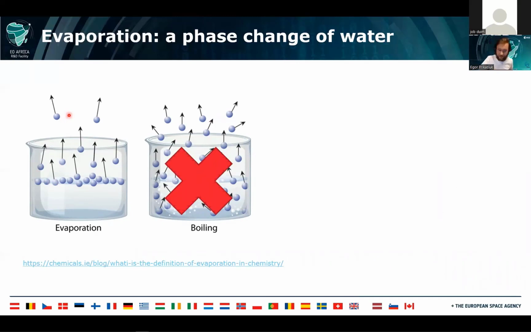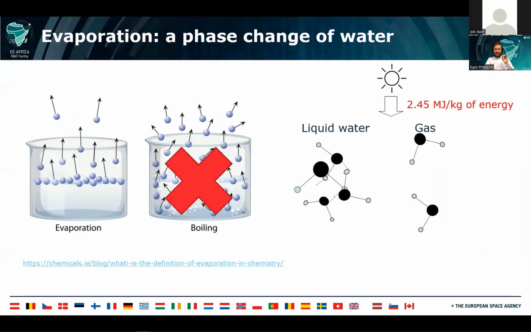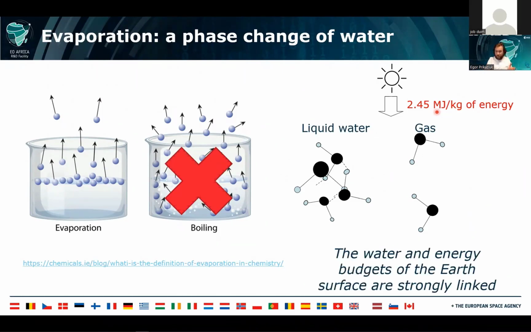Now, an important number comes into play. To detach molecules from each other in a liter of water or in 1 kilogram of water, we have to spend 2.5 megajoules of energy. So it's 2,500,000 joules of energy. Where can we take this energy from? This says that water and energy balance are strongly linked. Normally, the energy comes from the sun.